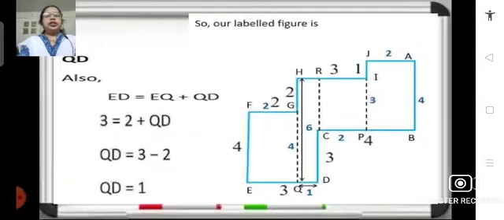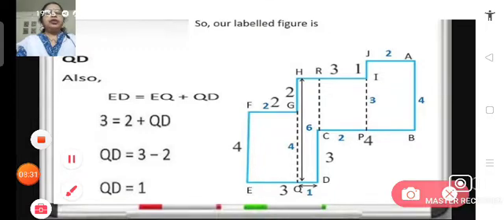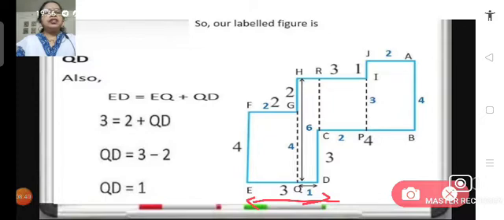Let's find out QD. QD will be equal to, how do we find this out? We have ED is equal to 3 centimeters, isn't it? ED is equal to 3 centimeters and also ED is equal to EQ plus QD. We have to find out QD. Okay, so ED is given as 3 centimeters and EQ we have 2 because FG is equal to EQ and FG is 2, so EQ will also be 2.